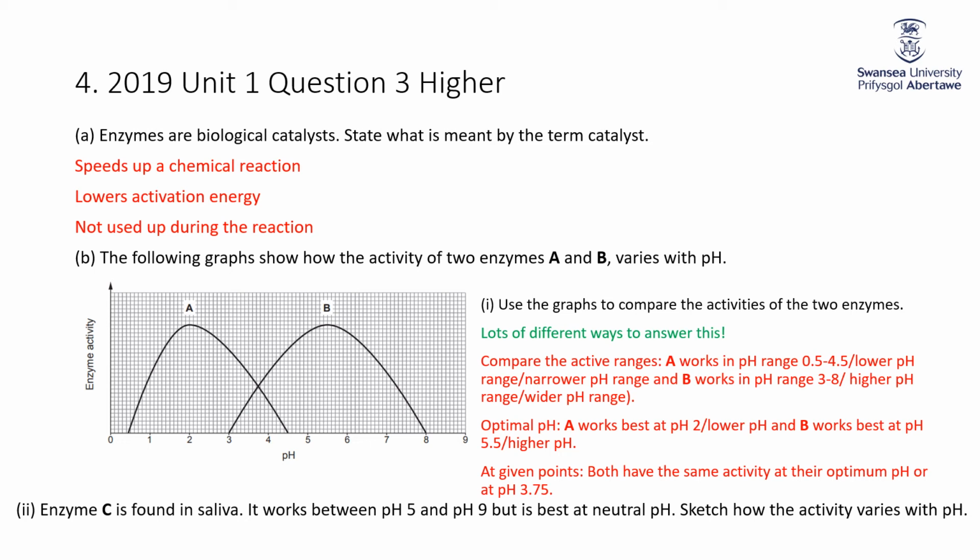And then the next part asks us about enzyme C, which is found in saliva. It works between pH 5 and pH 9, but is best at neutral pH. So we should sketch the activity and how it varies with pH. So this is what we would expect, a nice curve, again, with the optimum point at 7.